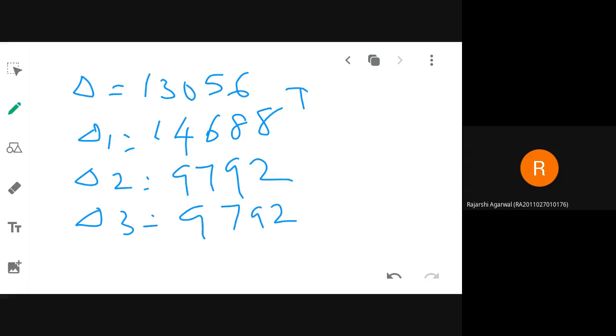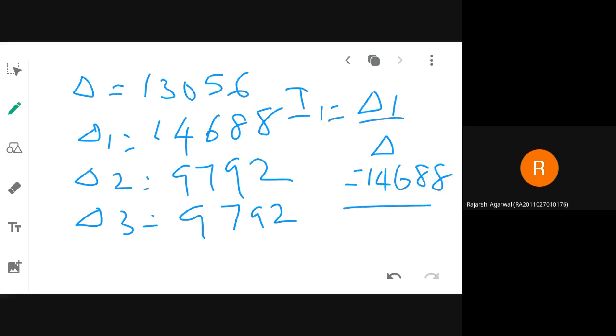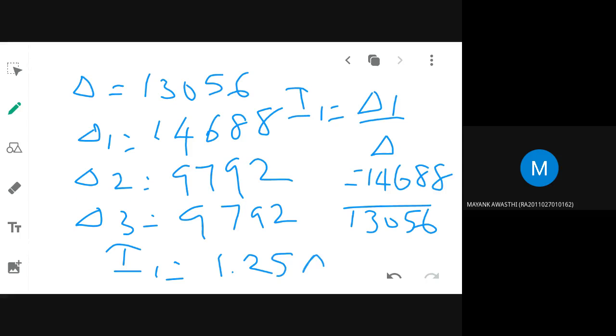Okay, now what is I1? I1 is equal to del 1 divided by del, that is 14,688 divided by 13,056. So what is my I1, the current? 1.25. Ma'am, 5 by 4. 1.125. Okay, all got the answer 1.125 ampere for your I1.